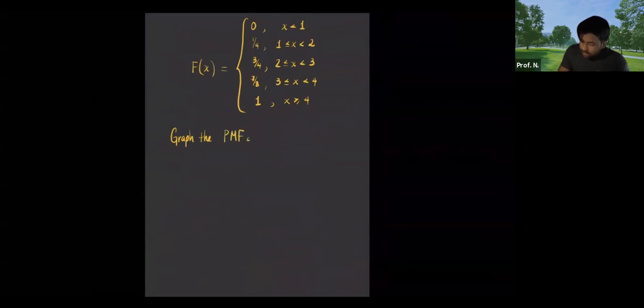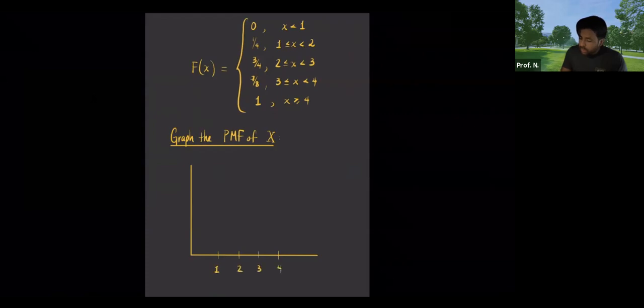Pardon me, the PMF of X. For continuous random variables, the PMF will transition to the abbreviation PDF, but we're not there yet. So what does the PMF of X look like? It's a similar setup with the horizontal axis: 1, 2, 3, 4, for X. And then the vertical axis is the probability of X.